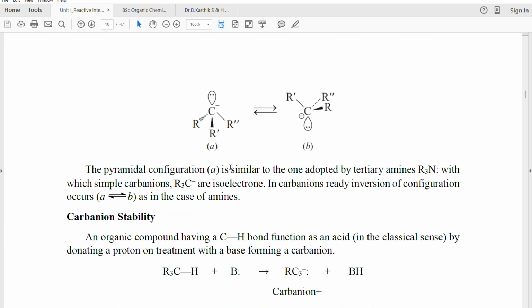And then we can see the stability. Next we will move to the stability of the carbanion. What kind of group can stabilize the carbocation, as we have seen? Can an electron withdrawing group or an electron donating group stabilize the carbocation? Which group can stabilize the carbocation?